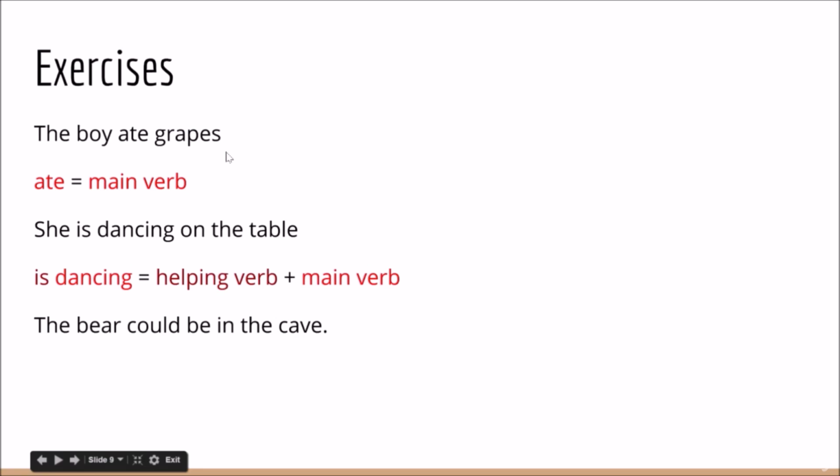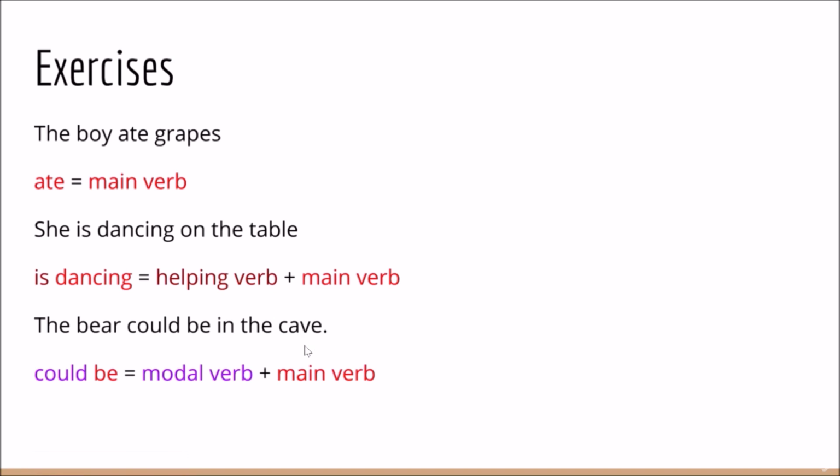Next, is dancing is the verbs in this sentence. She is dancing on the table. Okay, here we have two verbs. Is the helping verb. Dancing is the main verb. And the last one, the bear could be in the cave. Okay, could be is the verbs in this sentence. Could is that modal verb we talked about, the possibility, and be is the main verb. It's a state, could be in the cave.